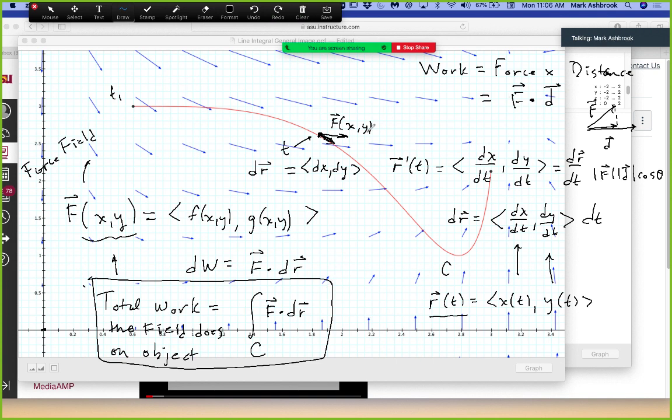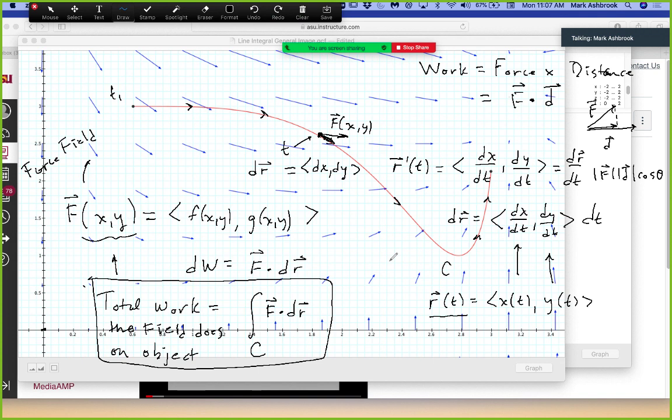So if from t1 to t2, this is the direction of my path, we could make a prediction here. Will the total amount of work be positive, close to 0, or negative? So here's the car moving along in this wind field here.